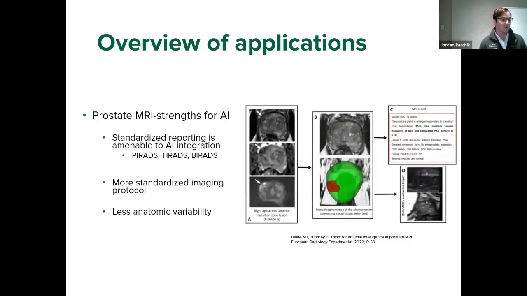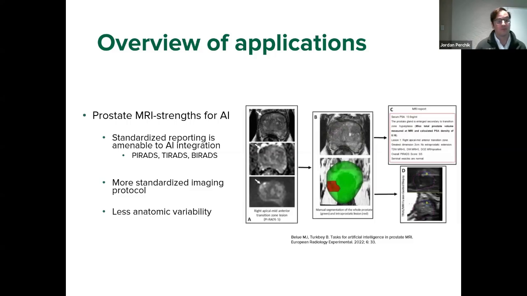So with what I've told you about this application, if you had your 3 different types of CAD categories, would this be a CAD-E, a CAD-T, or a CAD-X? You weren't expecting a pop quiz, were you? So it is providing a diagnostic categorization. It's giving you a PI-RADS category. So this would be a CAD-X type of application.